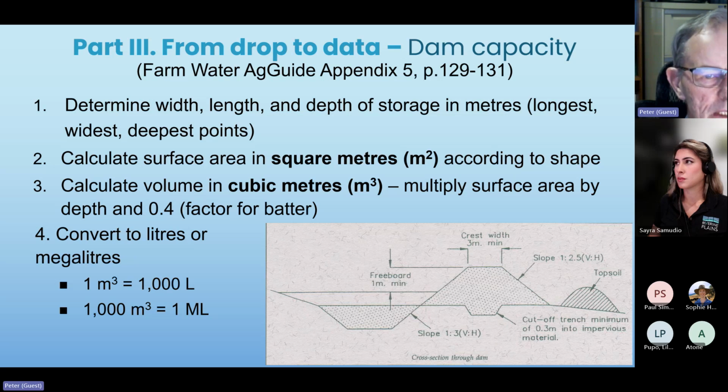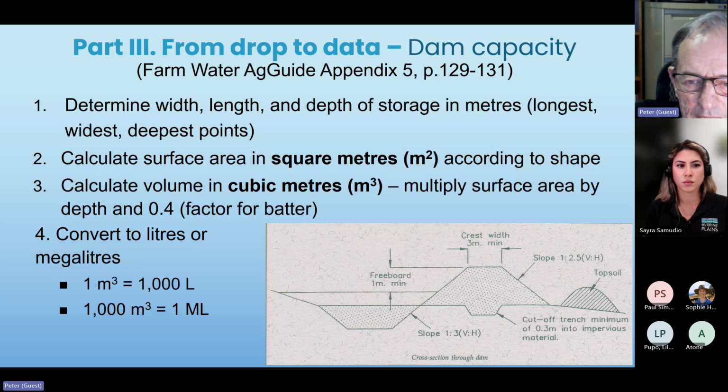Then step 3, you calculate the volume in cubic metres. You do that by getting the surface area, multiplying it by the depth that you've measured, and then a factor of 0.4 to allow for the slopes.